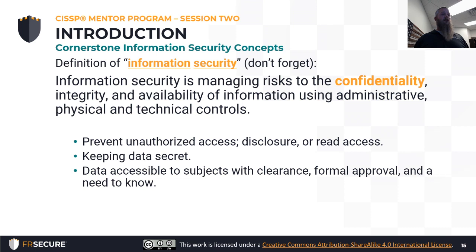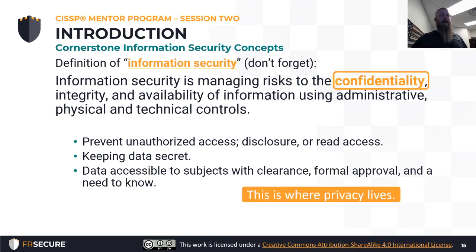Data is accessible to subjects. And data in this case might be an object or it might be a subject. It depends on whether it's static or whether it's dynamic. But data accessible to subjects with clearance, formal approval, and need to know. We're going to cover all of those: clearance, formal approval, and need to know. But if you just remember confidentiality, unauthorized access, you're good. All right, and that is where privacy lives.